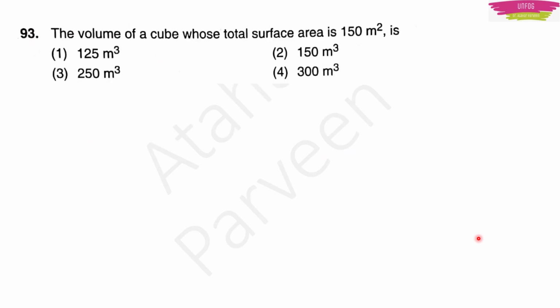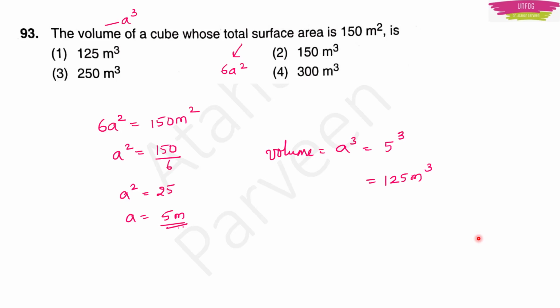Next, question number 93. The volume of a cube whose total surface area is 150 m square is. So we have to find the volume of the cube. They have given us the total surface area. I know that the volume of the cube is a cube and the total surface area is 6a square. So 6a square is given as 150 meter square. With that I find the value of a, which is 5. Now I know the volume of the cube is a cube, so I substitute 5 for a. So I get 125 meter cube. So option 1 will be the correct answer.